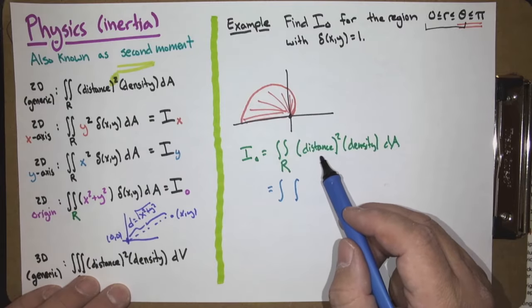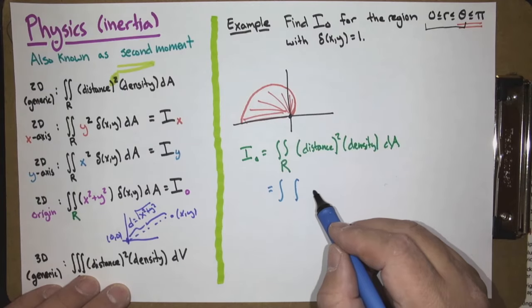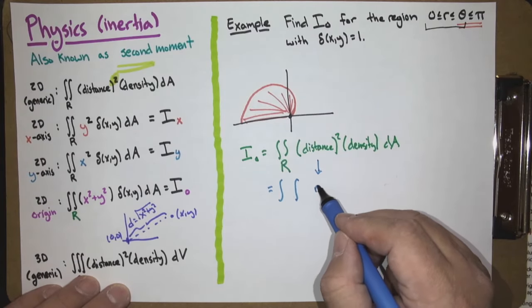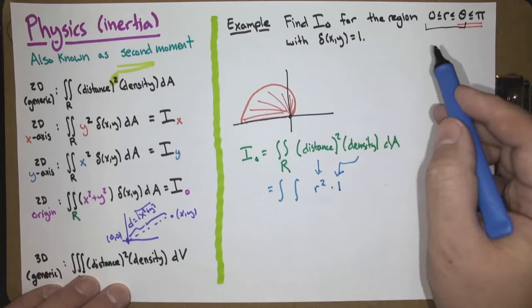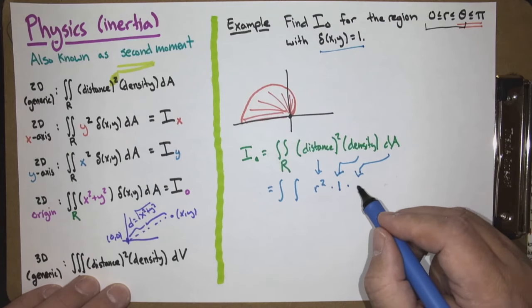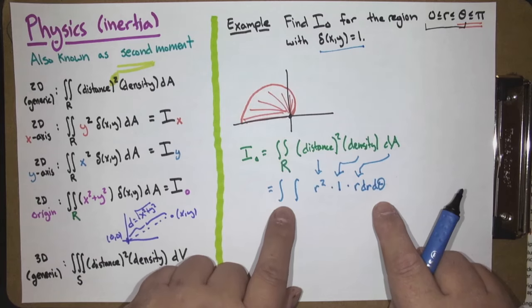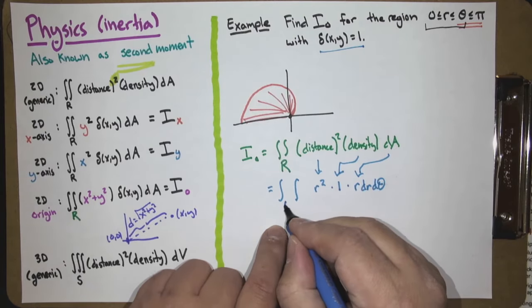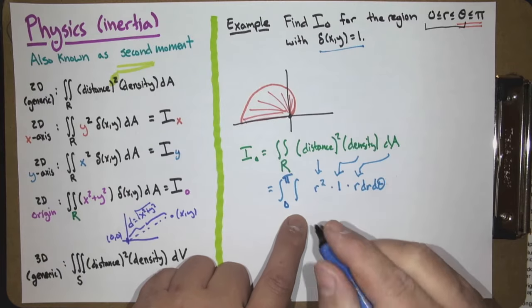In polar, distance to the origin, what is that? r. Yes. So the distance becomes r squared. The density? 1. And the dA? r dr d theta. Where does theta go from? 0 to pi. Where does r go from? 0 to theta.